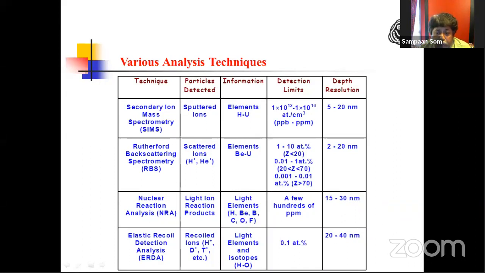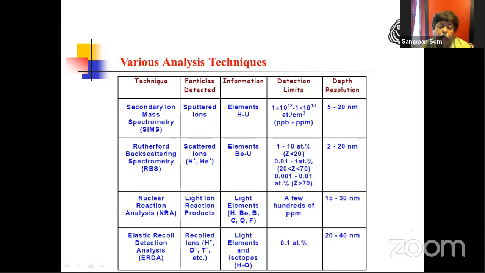And sometimes this helium-induced RBS is popularly known as alpha spectrometry. So here you can see that Z, that is atomic number, decides what kind of sensitivity one can expect, or what kind of detection limit one can visualize in reality. For instance, if you see any light element, if we talk about detection using the RBS technique, you can see that 1 to 10 atom percent is the detection limit. If we go below that, it will be difficult to detect.